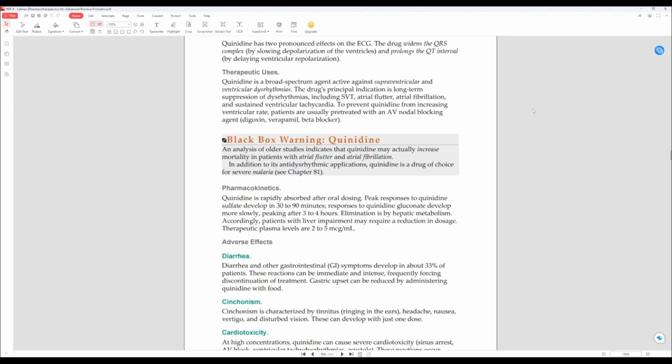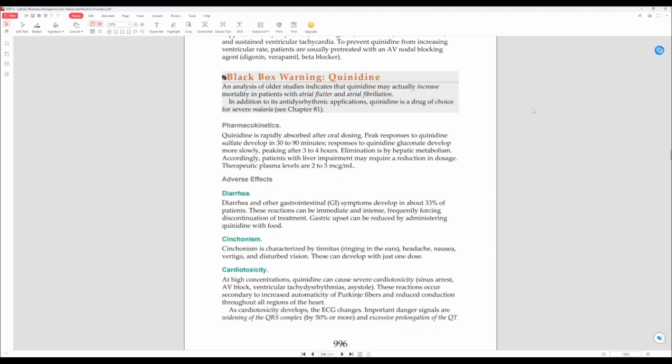Quinidine has a black box warning. An analysis of older studies indicates that quinidine may actually increase mortality in patients who have AFib or A-flutter. In addition to the antidysrhythmic application, quinidine is a drug of choice for severe malaria, which we'll discuss more in Chapter 81.